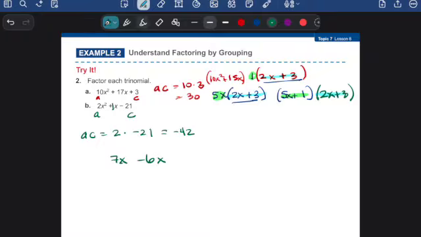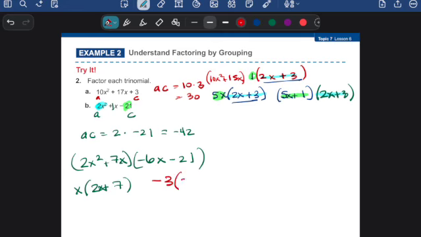And then we're going to take the first term and pair it with one of those. So 2x squared plus 7x, group that together. And then we're going to take our constant and pair it up with the second linear term. So this will be negative 21. And then we're going to factor each binomial. 2x squared, they both have an x, so I can pull out an x. And I'll have 2x plus 7. Okay, and looking at negative 6x and negative 21, I can pull out a negative 3.